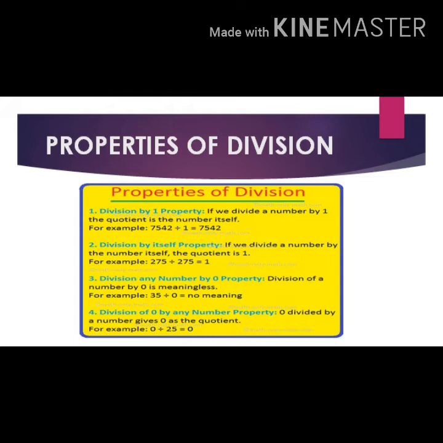Property 3. When 0 is divided by any number, the quotient is always 0. जब हम 0 को किसी नंबर से डिवाइड करते हैं तो हमें क्वोशिएंट में 0 ही मिलता है. जैसे मैंने 0 को 25 से डिवाइड किया तो मुझे क्वोशिएंट में 0 ही मिला. लेकिन यहाँ एक बात का ध्यान रखना है, डिवीज़न बाय 0 इज़ नॉट पॉसिबल. मतलब आप 0 को किसी नंबर से डिवाइड कर सकते हैं, लेकिन अगर आप 0 से किसी नंबर को डिवाइड करेंगे तो दिस इज़ मीनिंगलेस.